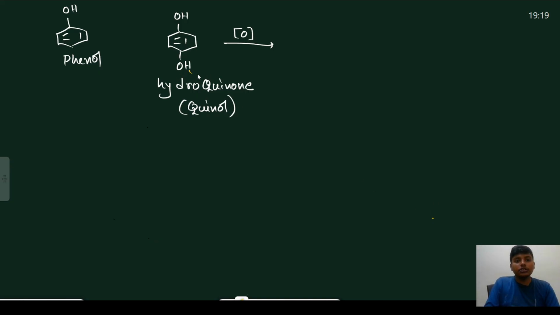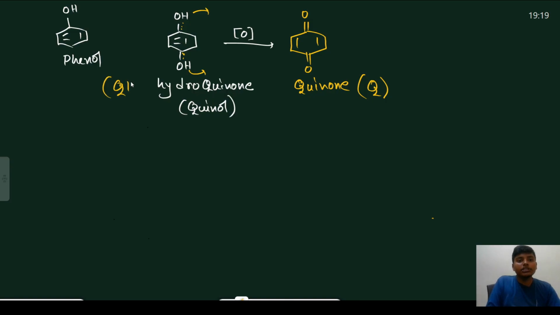Now, if I oxidize it, simply if I do oxidation, what will happen? Simply removal of hydrogen. So this hydrogen will be removed, this hydrogen will be removed, and the oxygen will make double bonds here. It will look like this. Later on in this year also, we'll do this reaction, what the oxidation agent is and how it is done. So this is hydroquinone, and this is known as quinone. Quinone is denoted as Q, and hydroquinone is Q plus 2 hydrogens, right? That's why the name is hydroquinone.